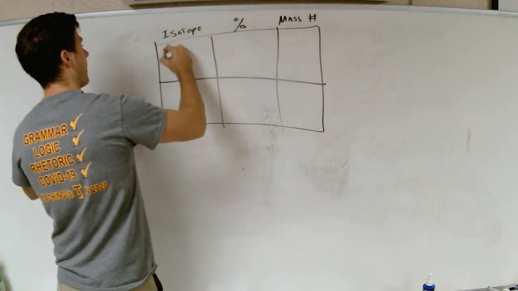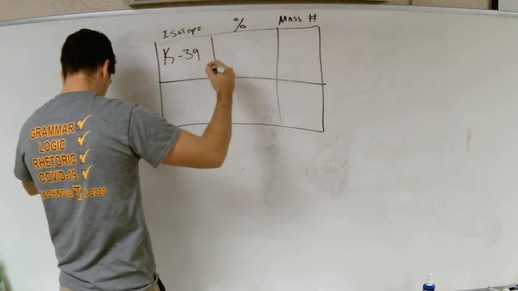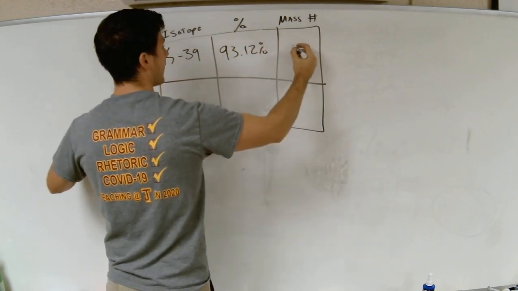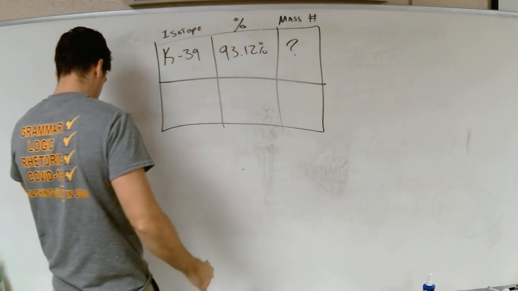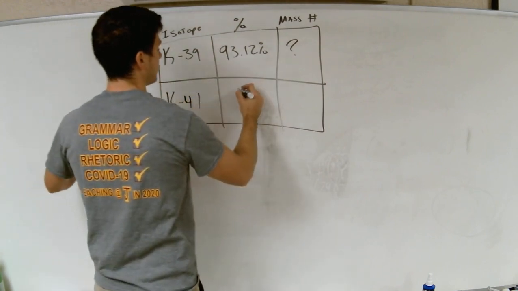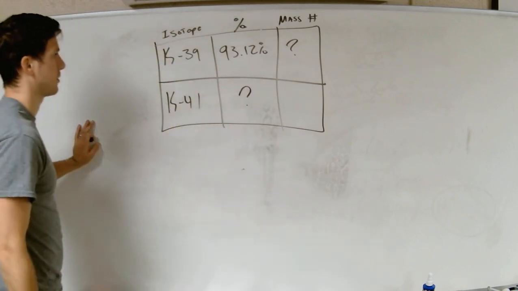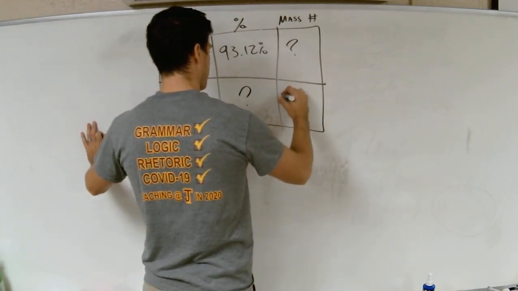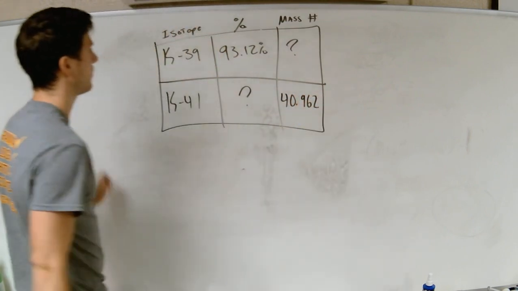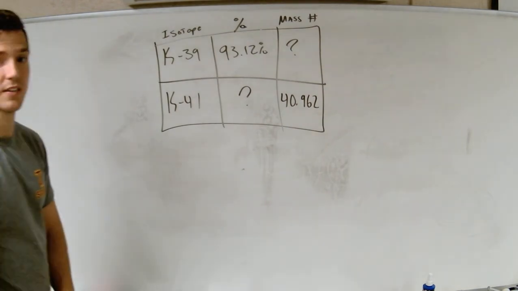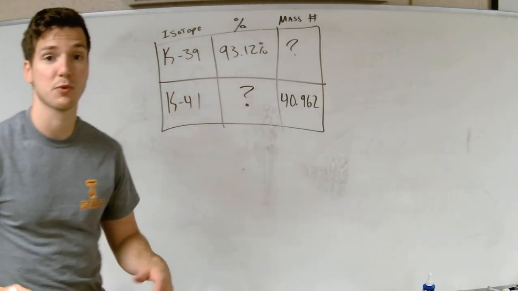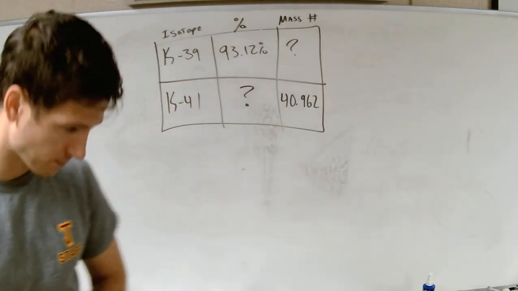Okay, I have potassium 39 with percent abundance 93.12%. I don't have the mass number. I have potassium 41. I don't have a percent abundance there, but I do have a specific mass number of 40.962. And I want you to calculate, this is a question mark, I know that looks goofy. I want you to calculate percent abundance and mass number, okay?